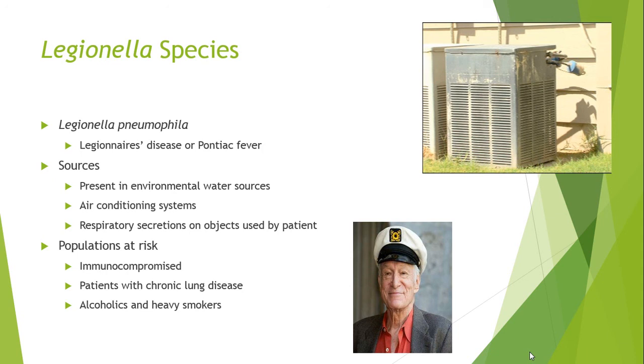It was first discovered at an American Legion. Has anybody heard about this? A bunch of old men were drinking and smoking in an American Legion building, and I guess Legionella was in the air conditioning vents, and they all started coming down with Legionnaires' disease, this pneumonia-like disease. Immunocompromised people are at risk, people with chronic lung disease, of course, at risk for pneumonia, alcoholics and heavy smokers.